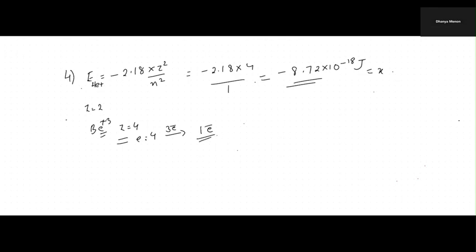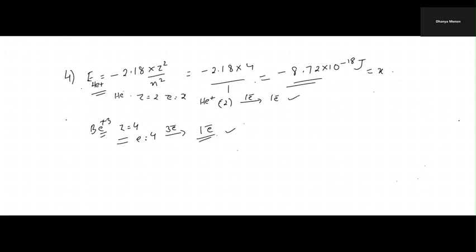In this case, if you see helium, the atomic number is 2. So that means electrons are 2. But they have written helium plus. If it is helium plus, so that means out of the 2 electrons, 1 electron is lost and it is left with 1 electron. So if you see, both of them behave as hydrogen.